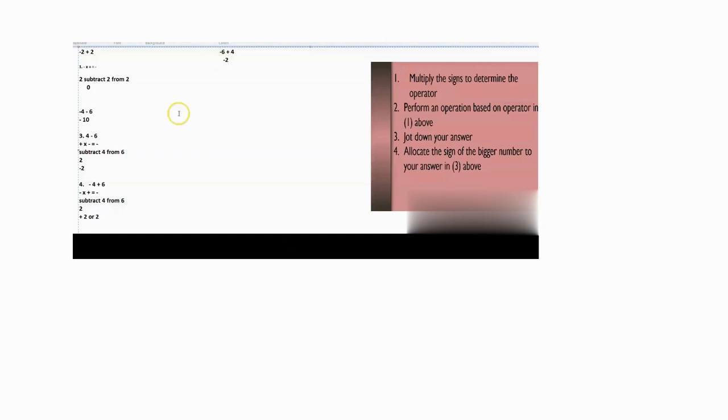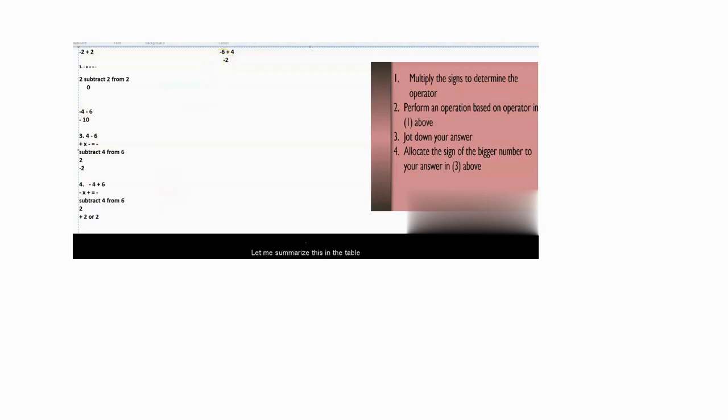Okay, from the last four solutions, we can see that, like this one, 4 minus 6 is not the same thing as 4 plus 6. It's not the same thing as minus 4 minus 6 or minus 6 plus 4.